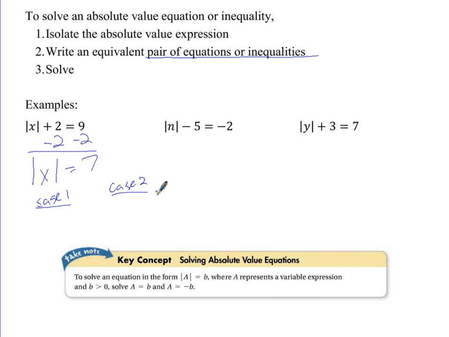Case 1 is the positive case. Everything stays exactly the way you see it. We just don't write the absolute value anymore. So instead of absolute value x, it's just x equals 7. Exactly what you saw in the first place.